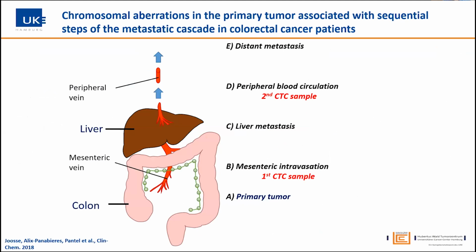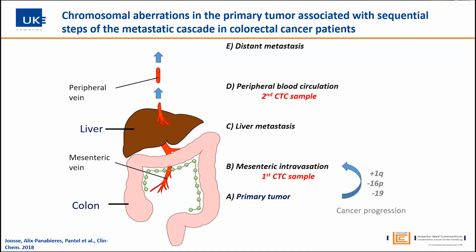We have, some years ago, done a nice analysis where we looked at the molecular composition of the circulating tumor cells, the metastasis, and the primary cancer in colorectal cancer to learn something about the metastatic cascade. So we got blood from the mesenteric vein, we got the liver metastasis, we got blood from the peripheral vein, and of course the primary tumor.